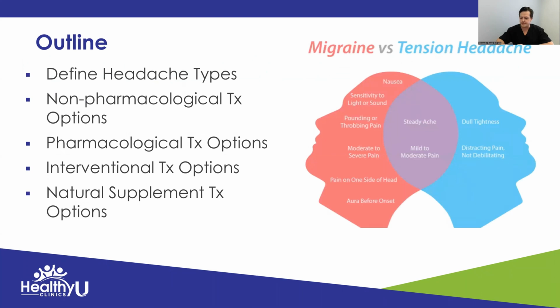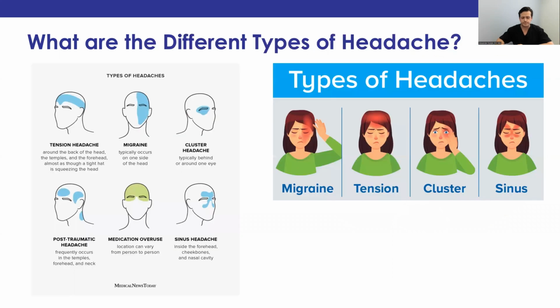Outline, we're going to talk about the different types of headaches. You can see on the diagram on the right, there's a spectrum that consists of migraine headaches and tension headaches. There's some overlap in between the two. There are various non-pharmacological options that we can discuss, really going into the details of what we can do to prevent headaches, as well as medications often utilized to help with pain, as well as talking about some various interventional options and natural supplements we can utilize as well.